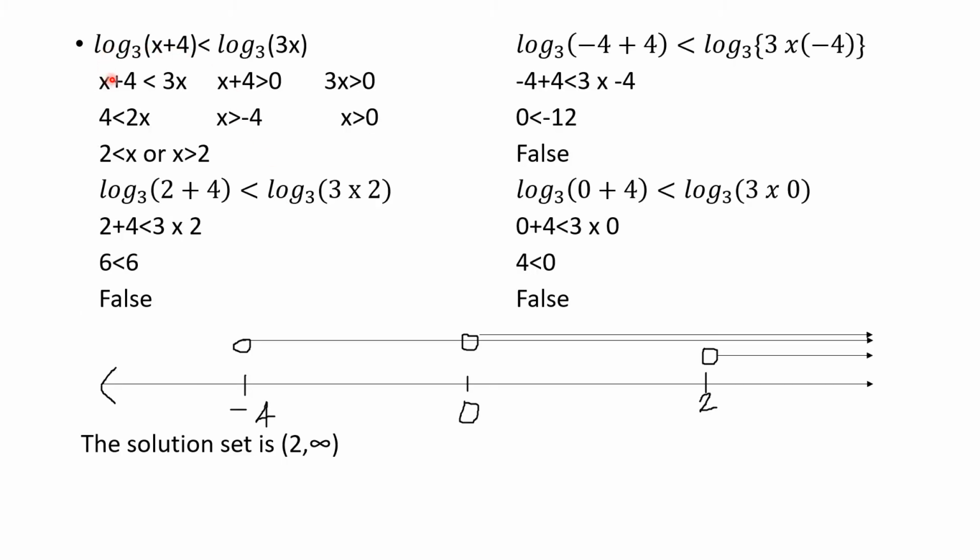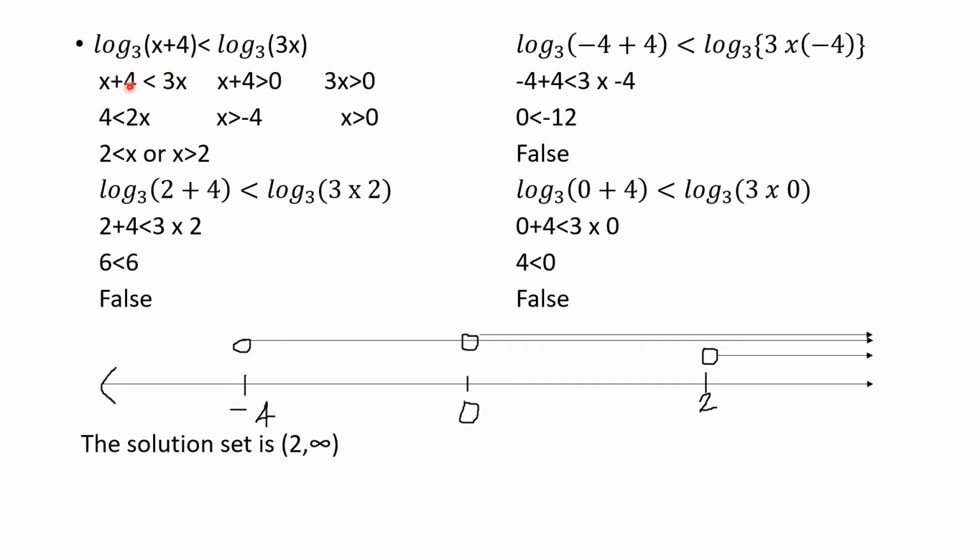So we have here the first example. Log base 3 of x plus 4 is less than log base 3 of 3x. In order to solve logarithms, all you need to do is cancel the logs. So cancel the log base 3, and you end up with x plus 4 is less than 3x.